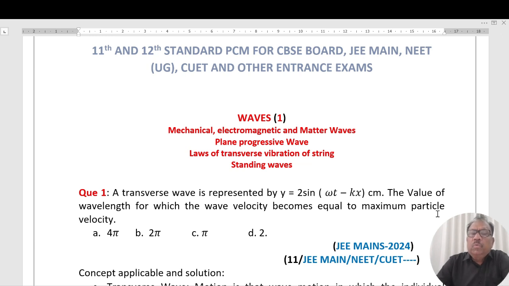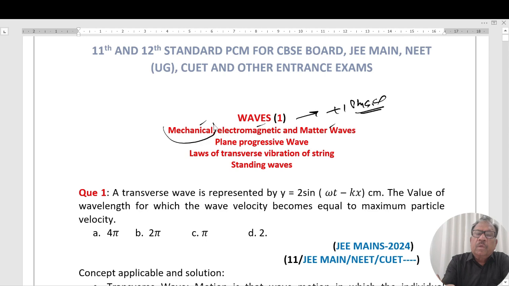In today's session, I'm going to discuss the topic Waves, Class 11 Physics, in which we have mechanical waves, electromagnetic waves, and matter waves. In this session, I'm going to discuss mechanical waves.